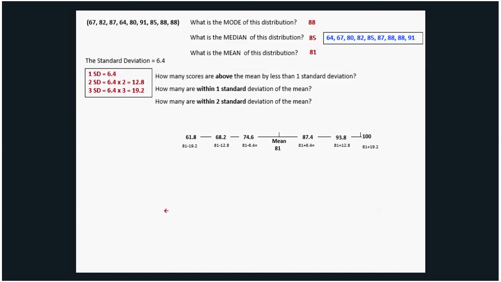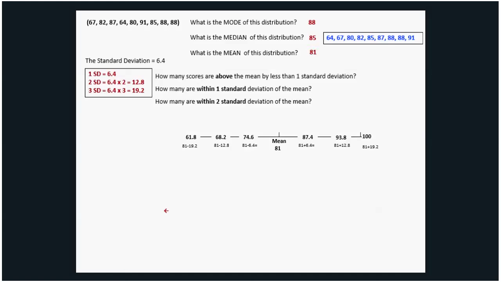So the next thing we have to do then, if they want to know how many are above the mean by less than 1 standard deviation. So we look here and we say above the mean, that means greater than 81, but it's less than 1 standard deviation. That means it's less than 87.4. So it's going to be greater than 81, but less than 87.4, because you're asking how many scores are above the mean by less than 1 standard deviation. We're not saying within the mean, because if we said within the mean, we would be looking from 74.6 to 87.4. We're talking just about above the mean.